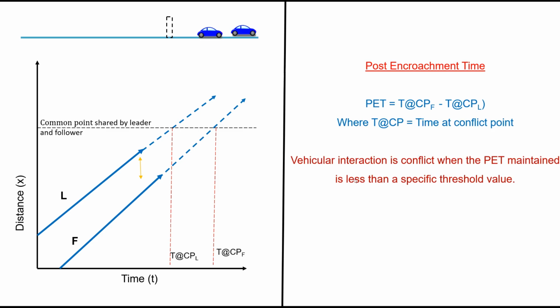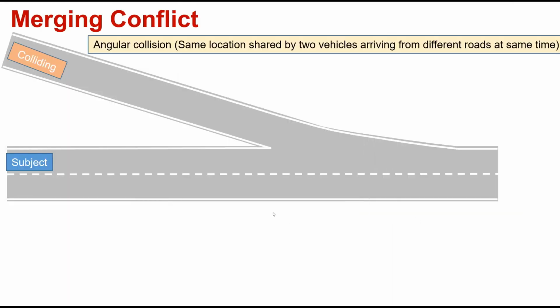So, vehicle interaction will be a conflict when PET is less than a specified threshold value, and this value is taken as 1 second or sometimes 2 seconds. When you have a merging conflict, a colliding vehicle, a vehicle coming from the side road, merges with the traffic stream on the major expressway.